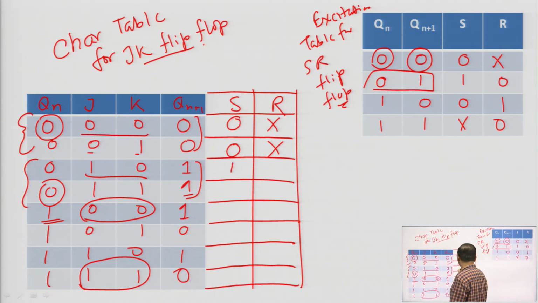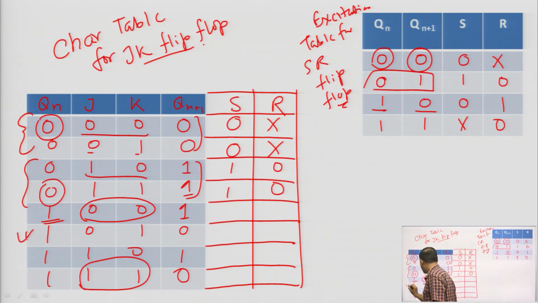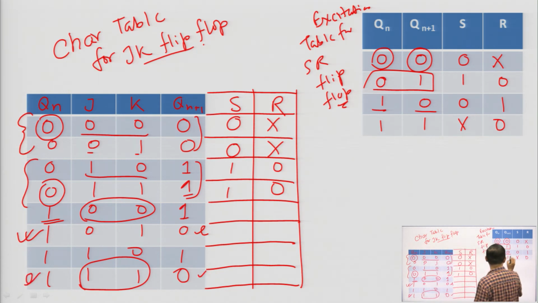So, we will be writing as 1 0 and 1 0. Now, for Qn and Qn+1, this one and this one, Qn and Qn+1 is 1 0. So, in this case we will be having 1 0 as 0 1.